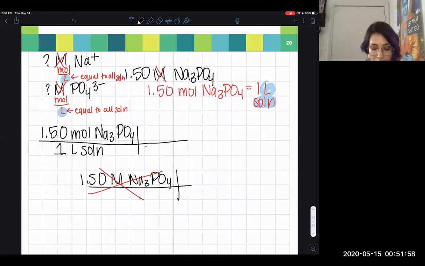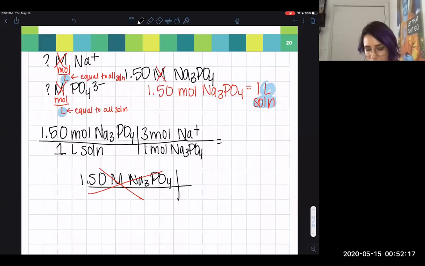Now, for every 1 mole of sodium phosphate, how many moles of sodium ions are there? How many sodiums are there? 3. There's 3 sodiums in there, right? So multiply by 3. Mole per liter, which really means molarity. So we can say 4.5 molar sodium ions here.